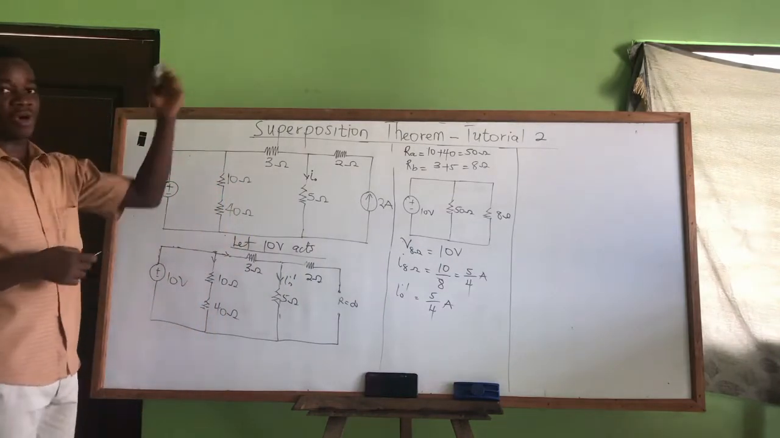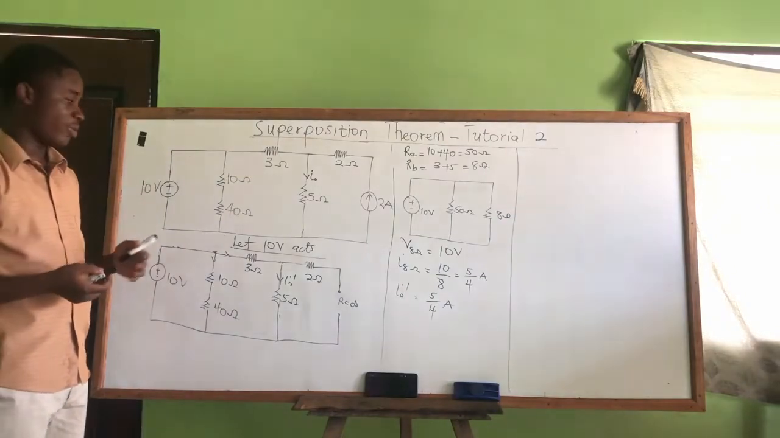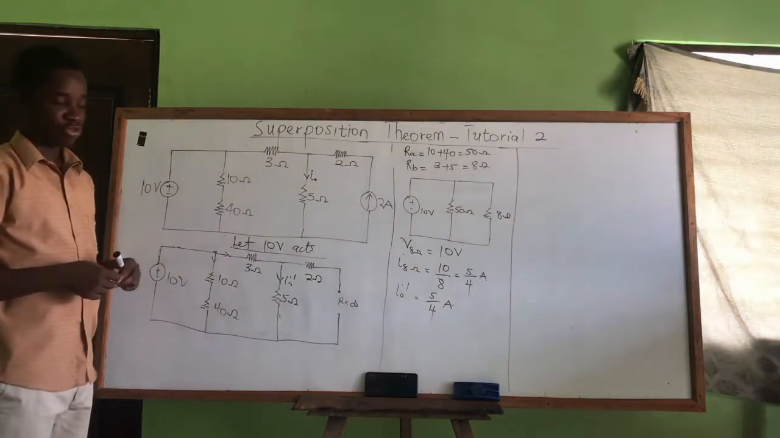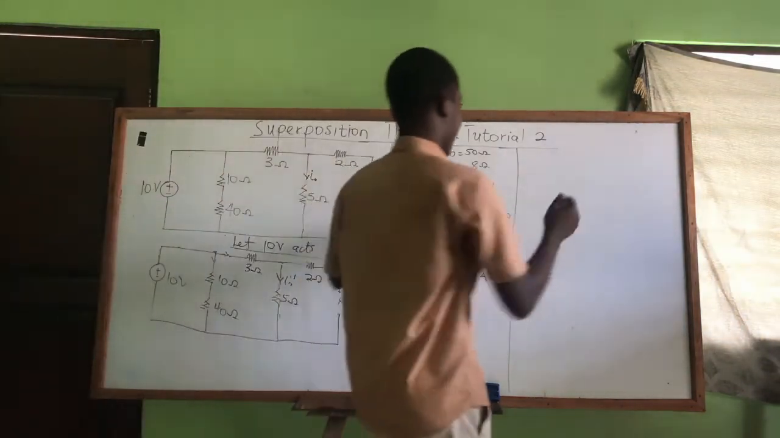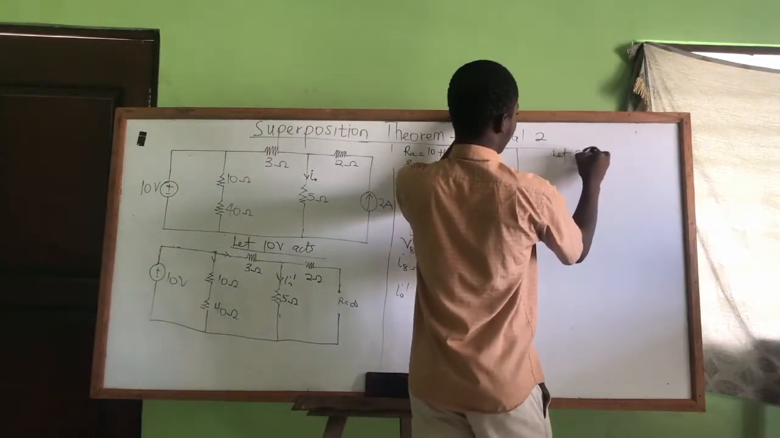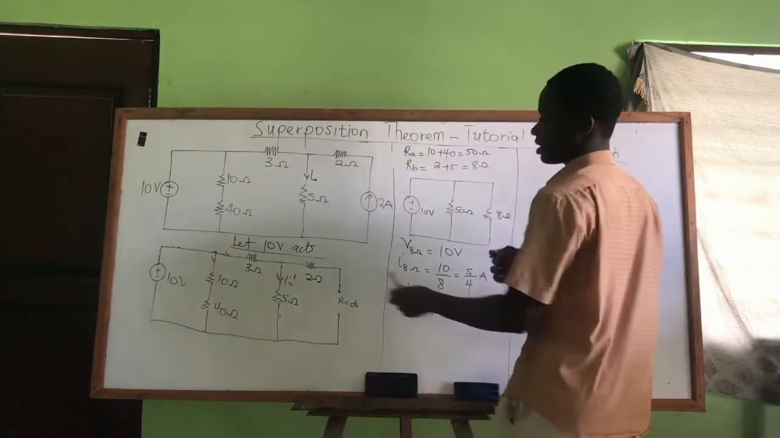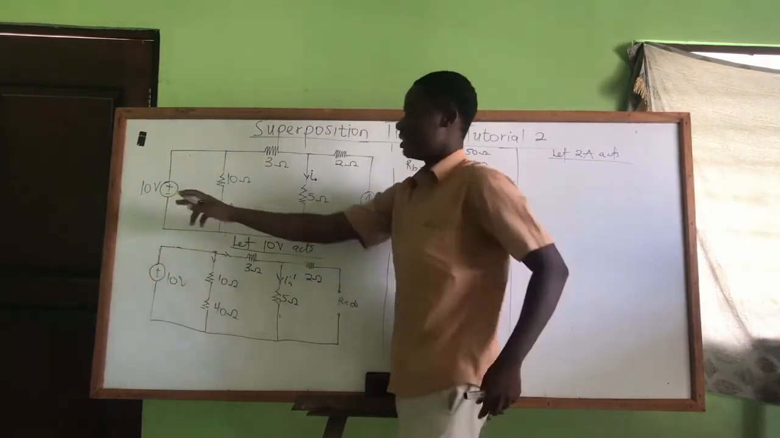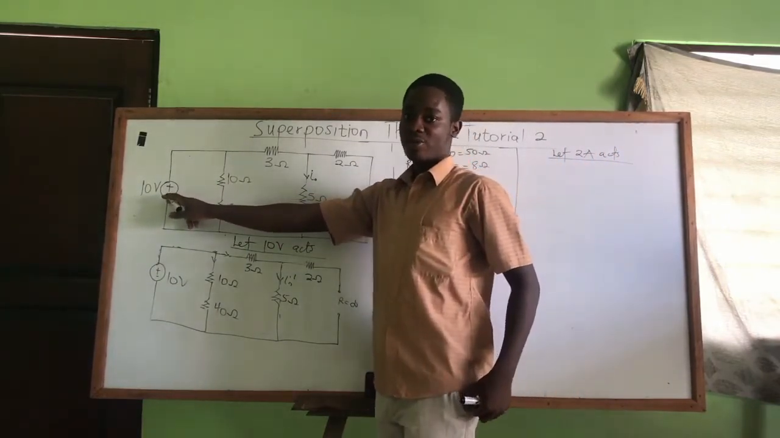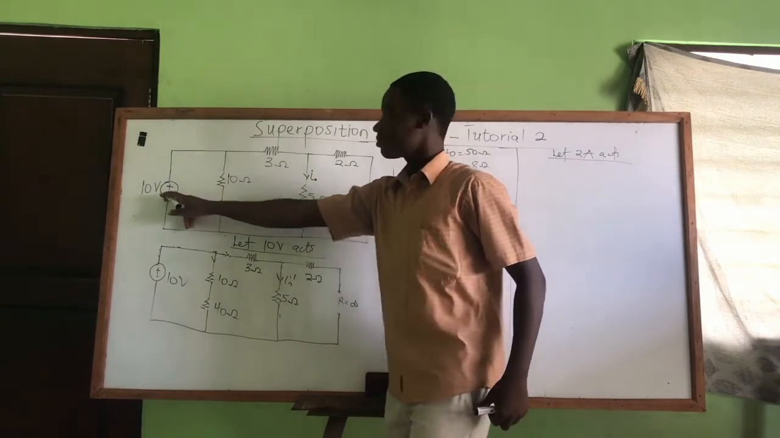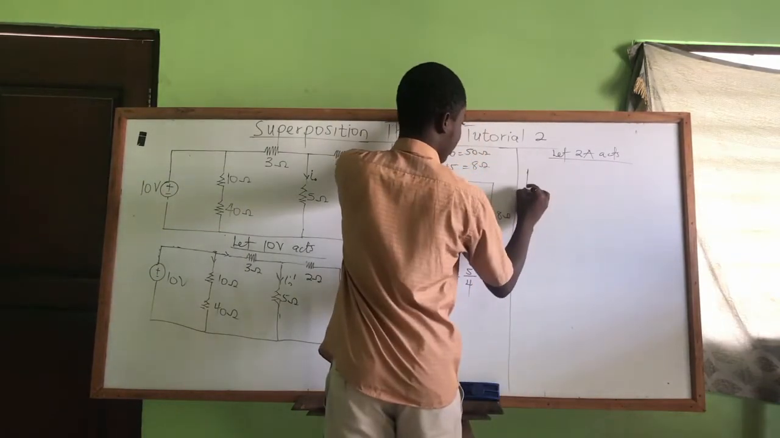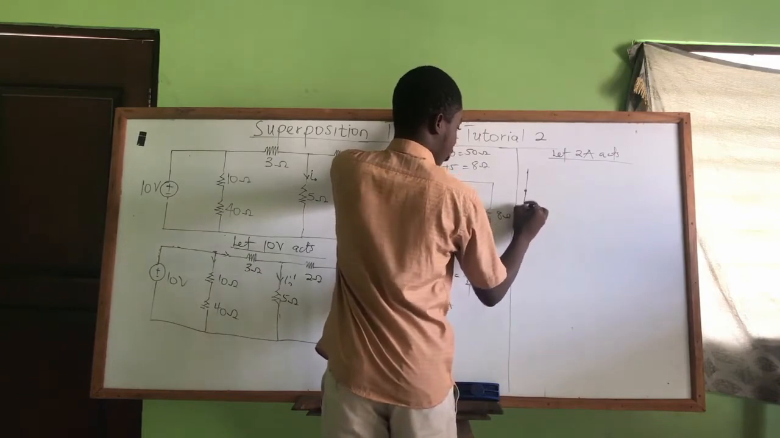We are going to work with the other source, which is the current source. Then we will deactivate the other source. So let the 2 amperes act. If 2 amperes is acting, I'm going to deactivate the voltage source, and in deactivating a voltage source, we have to represent it by what? A short circuit. So that portion looks like this. We have a short circuit.